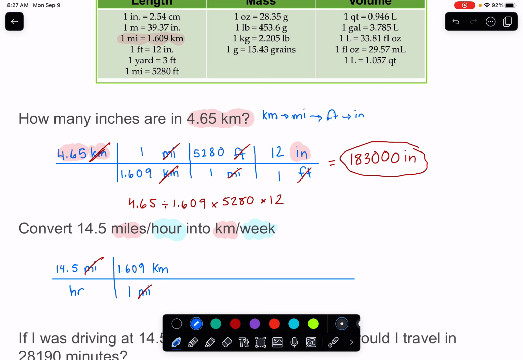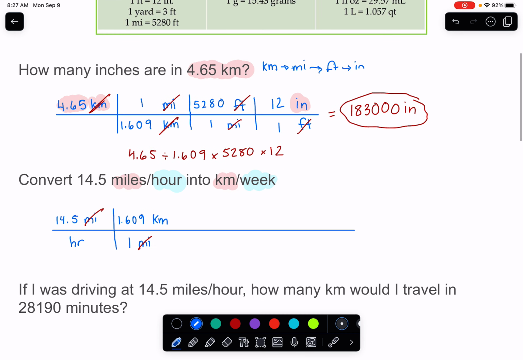The next thing I have to do is change hours into weeks. So to do this, you have to think, how can I convert hours into weeks? You probably don't know off the top of your head how many hours are in a week, but you do know how many hours are in a day. So I'm going to start there. 1 day is 24 hours.